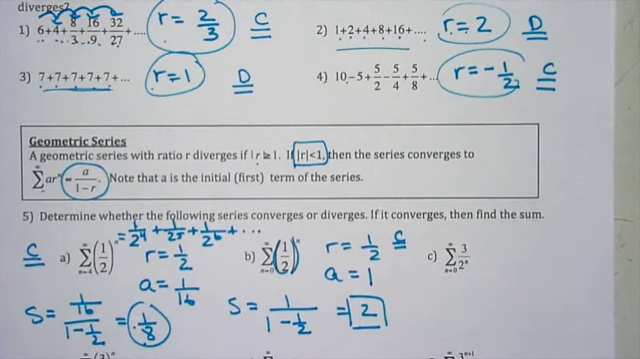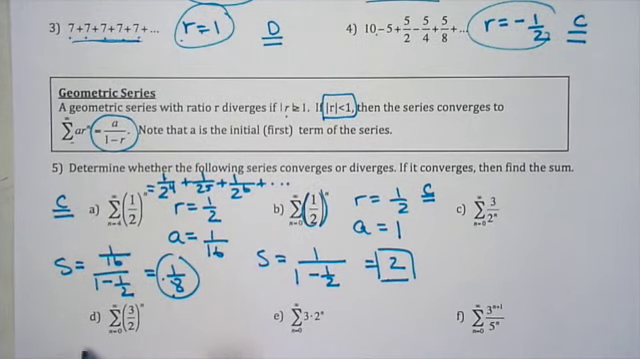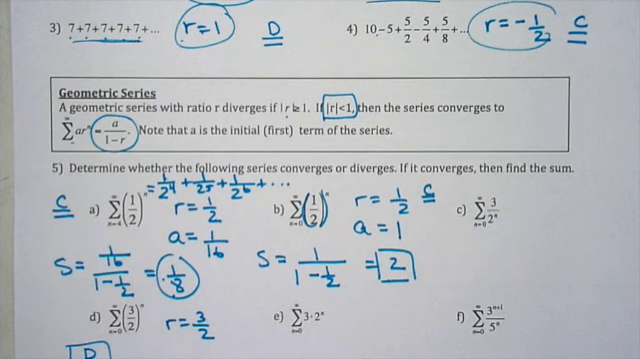Okay, let's jump down to D. Notice here your R value is 3/2. Your R is bigger than 1. These numbers are just getting bigger. There is never going to be a sum to this series, so we say it diverges. If it diverges, there is no sum, so you don't give me the sum. If it diverges, you're done.